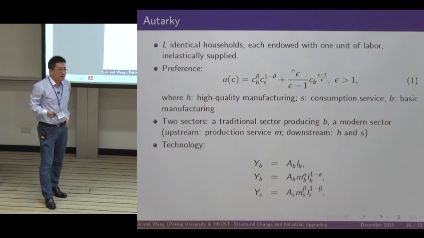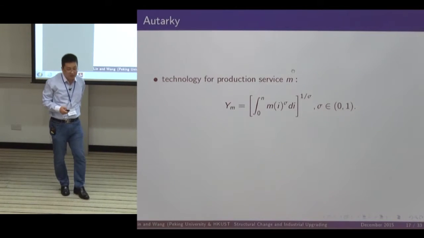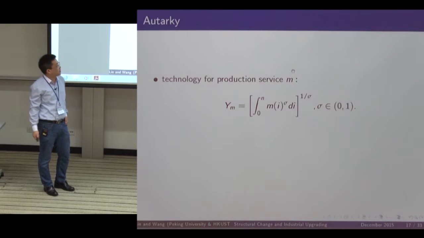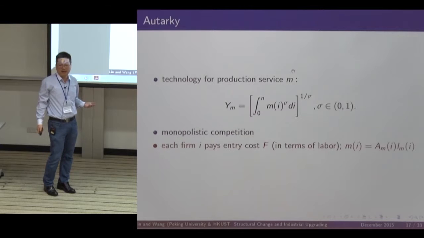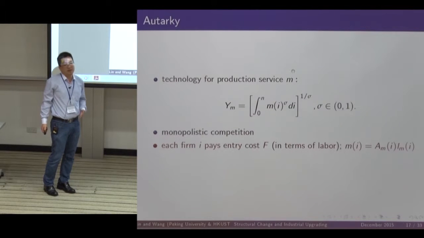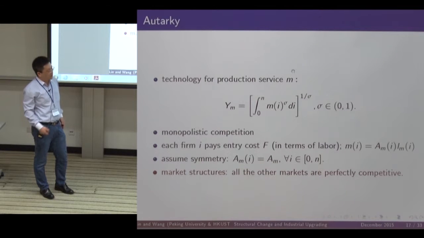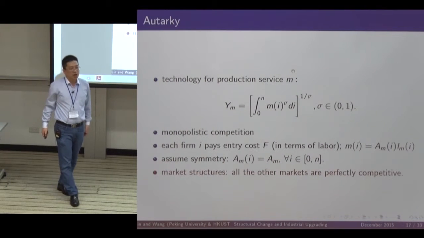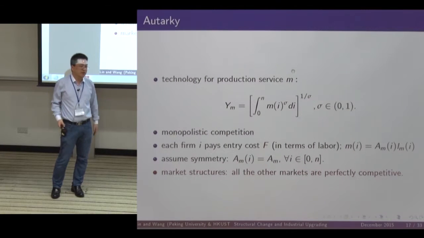So this is the setting. And now for this upstream production service, imagine that there are N firms producing differentiated production services. There is monopolistic competition, and each firm needs to pay a fixed cost F in terms of labor, just like in a Krugman setting. Eventually, the firm number N is endogenously determined. So in terms of market structure, except for the production service, which has monopolistic competition, all the other markets are perfectly competitive.